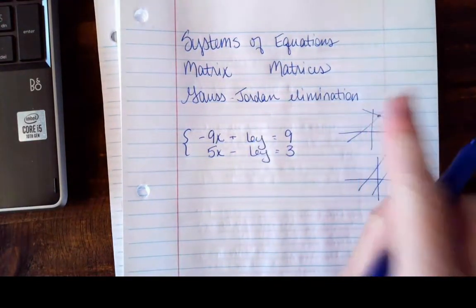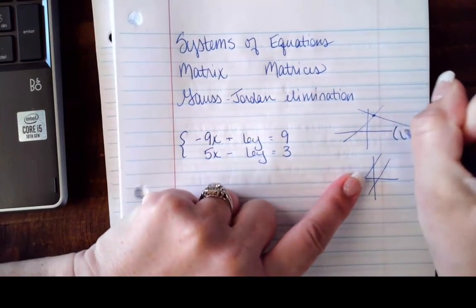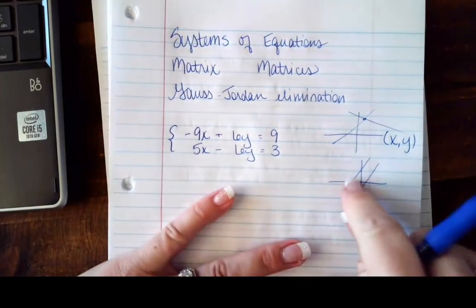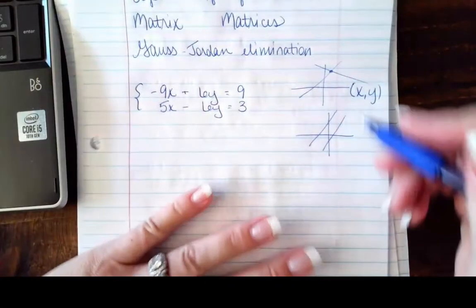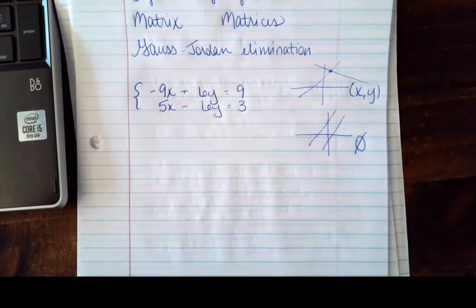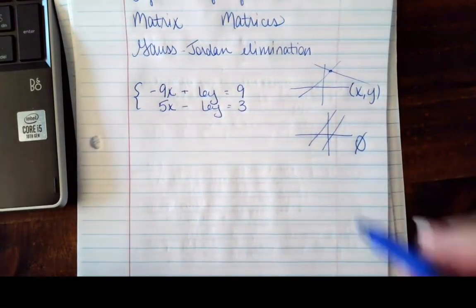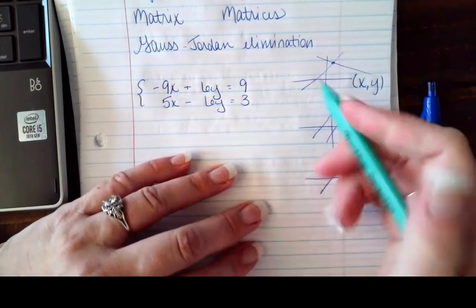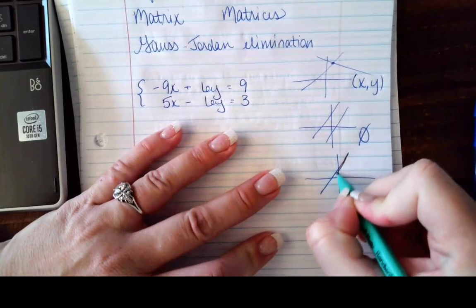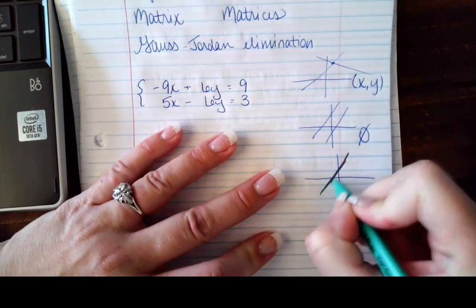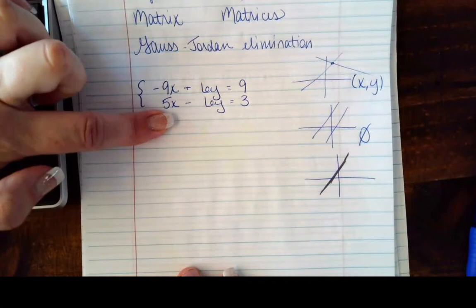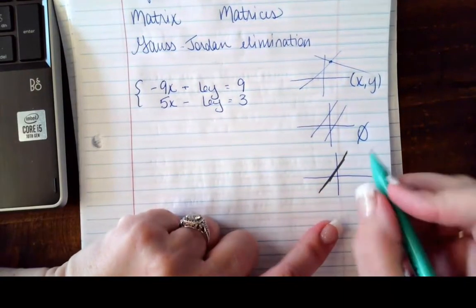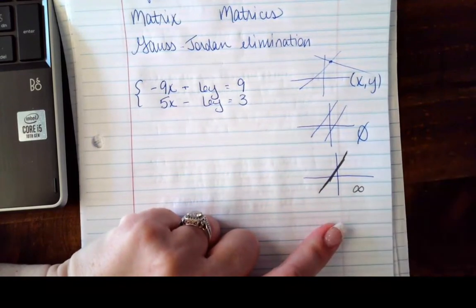So in the first case, your solution is x comma y, and you're going to tell me the coordinate that works. In the parallel case, you're going to find out that there is no solution, so your solution is the empty set. And in the final case, what happens if I draw a line, but then there's another line on top of it? You would see two separate equations, but when you graph it, it graphs the same line. Well, in this case, there's an infinite number of solutions.